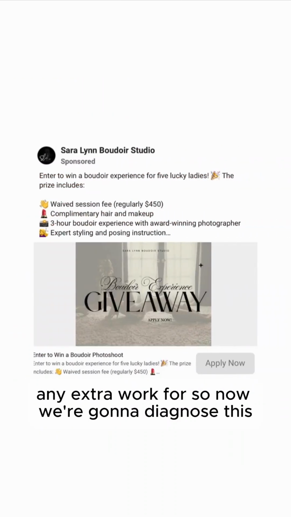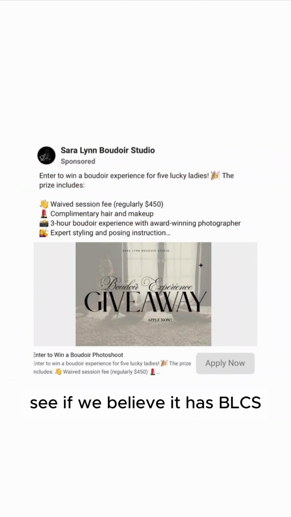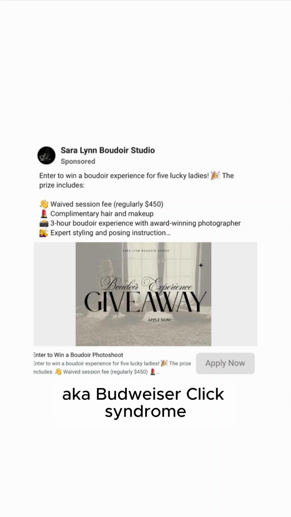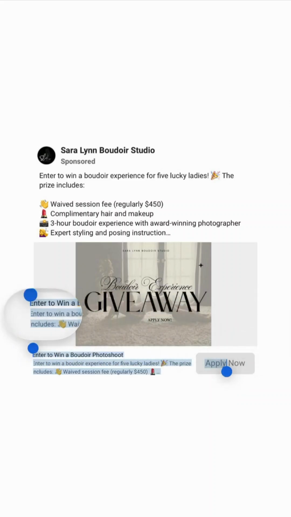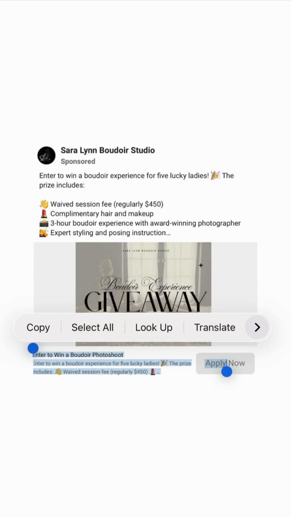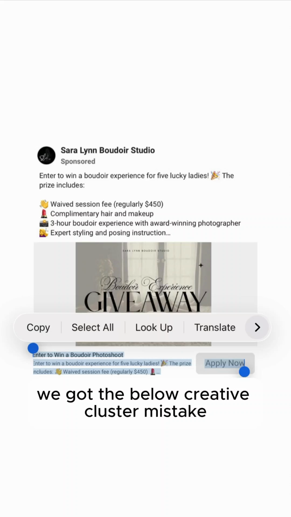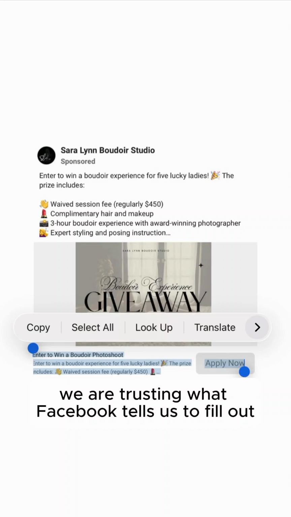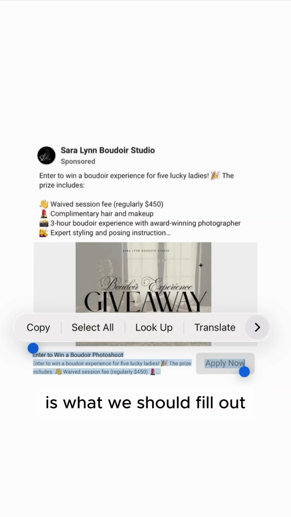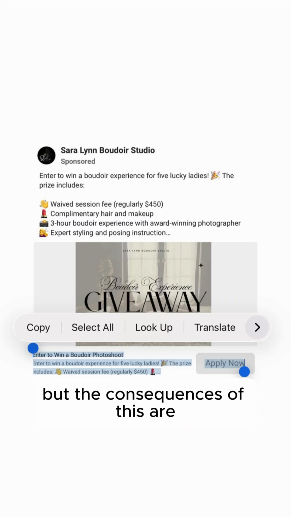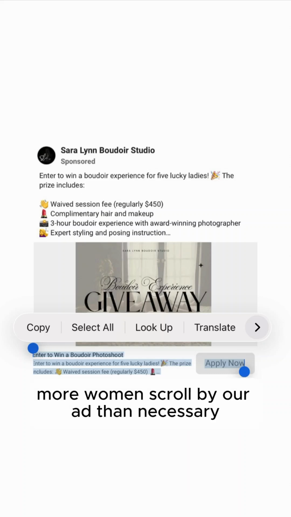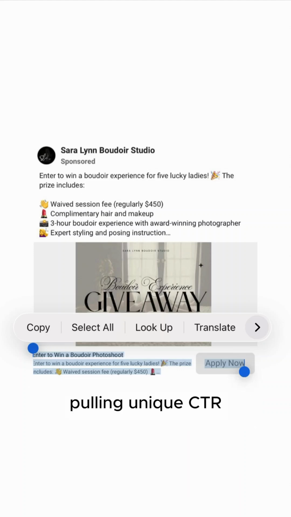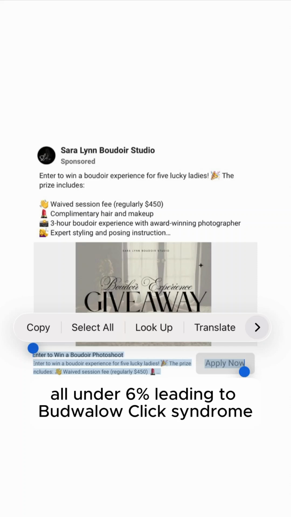So now we're gonna diagnose this, see if we believe it has BLCS, aka Boudoir low click syndrome. All right, so what we see right here, we got the below creative cluster mistake. The false belief that caused us to make this mistake is we are trusting what Facebook tells us to fill out is what we should fill out. But the consequences of this are more women scroll by our ad than necessary, pulling unique CTR under 6%, leading to Boudoir low click syndrome.